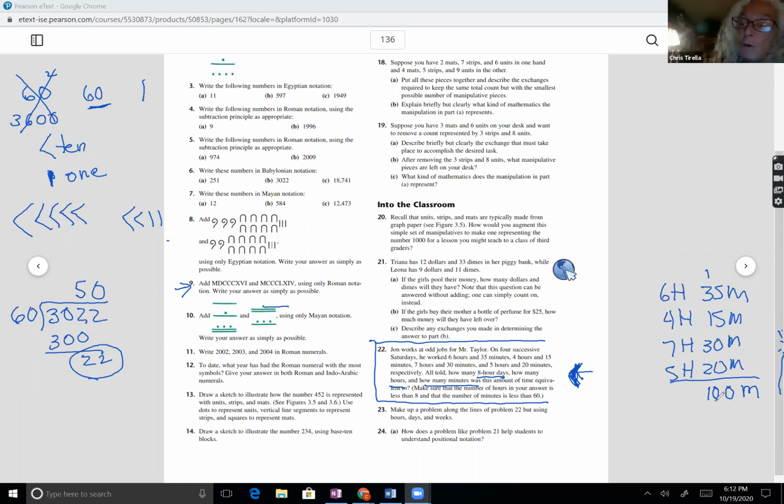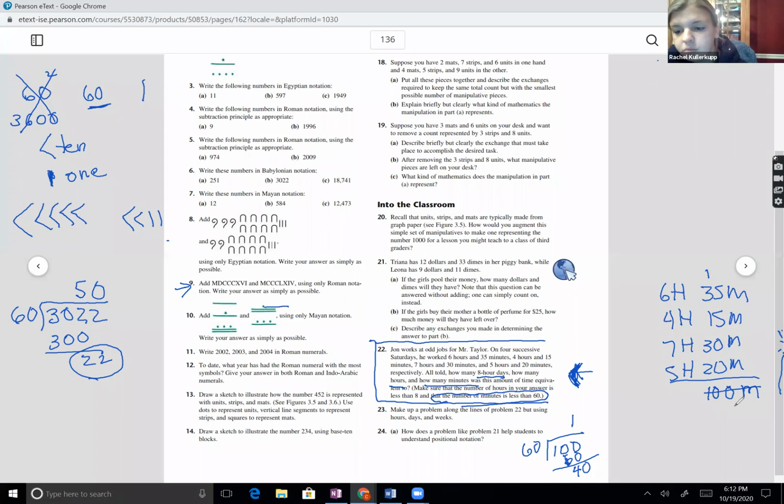Right. If it's over 60 minutes, remember it's down here, it says the number of minutes is less than 60, that's over 60 minutes. So I'm going to take that 100, I can think of dividing it by 60, which tells me I have 1 hour and 40 minutes. So I'm going to change this into 40 minutes and carry over 1 hour. Now I've got 10, 11, 18, and 5, 23 hours.